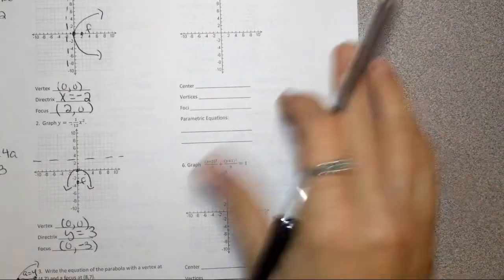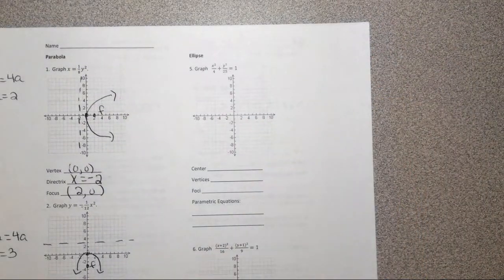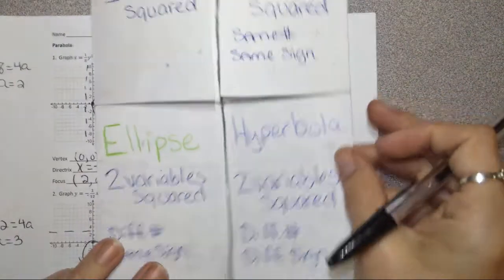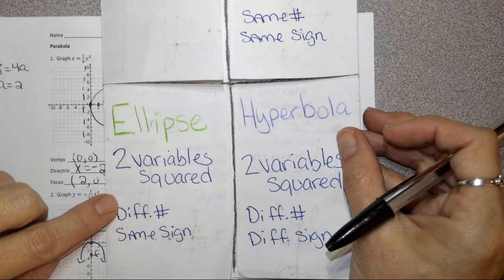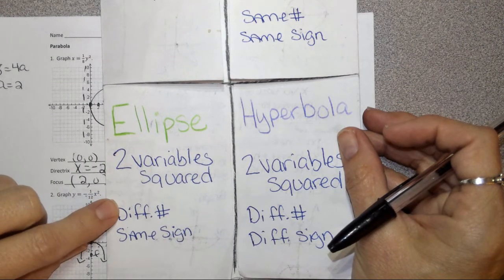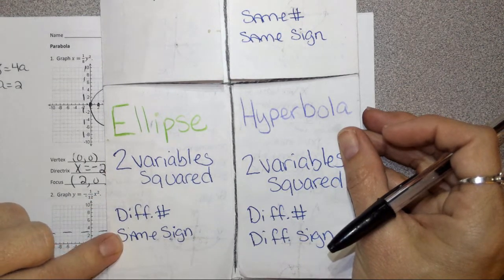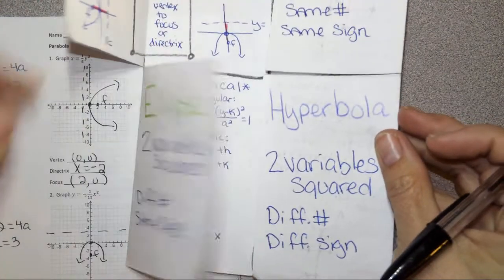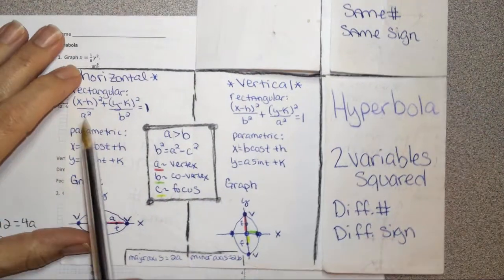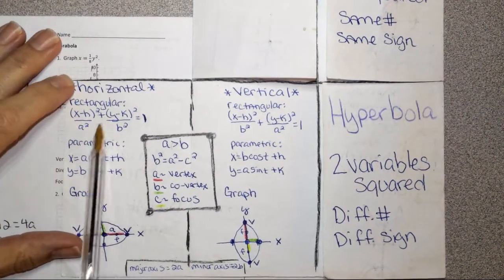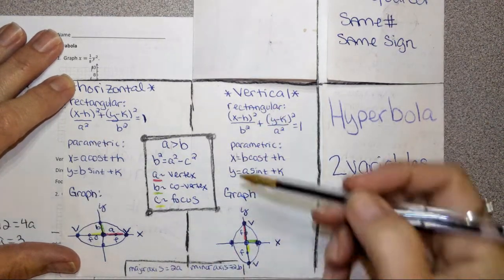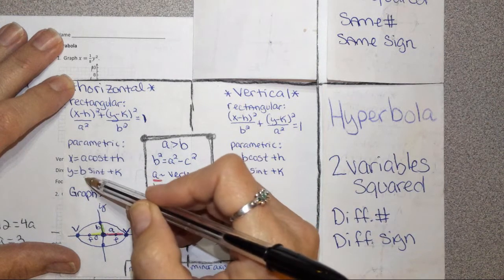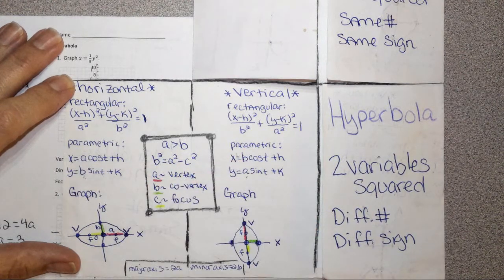The next section of the review was all about ellipses. Okay, so I'm going to go to my ellipse part of my foldable. Both variables are squared. They're going to have different numbers, and they're going to have the same signs. So here's what I mean by that. For ellipses, we're going to have a plus sign in the middle, and when you have the parametric equations, these numbers out front are always different, and if you're trying to complete the square, everything would be all positives.